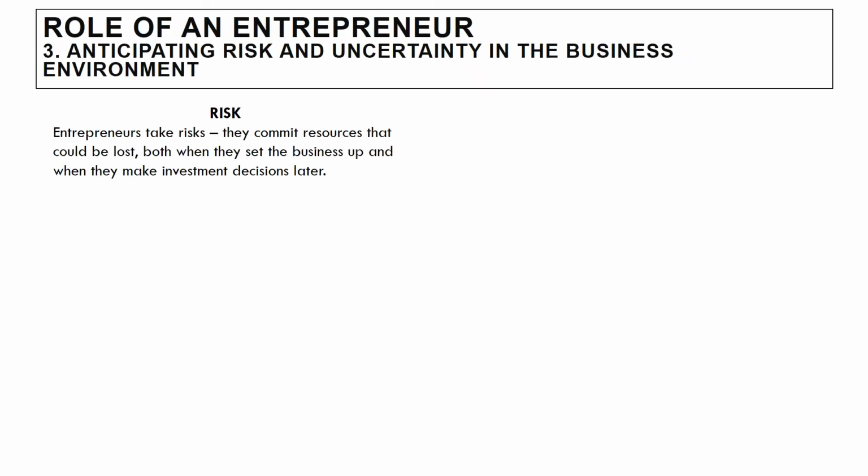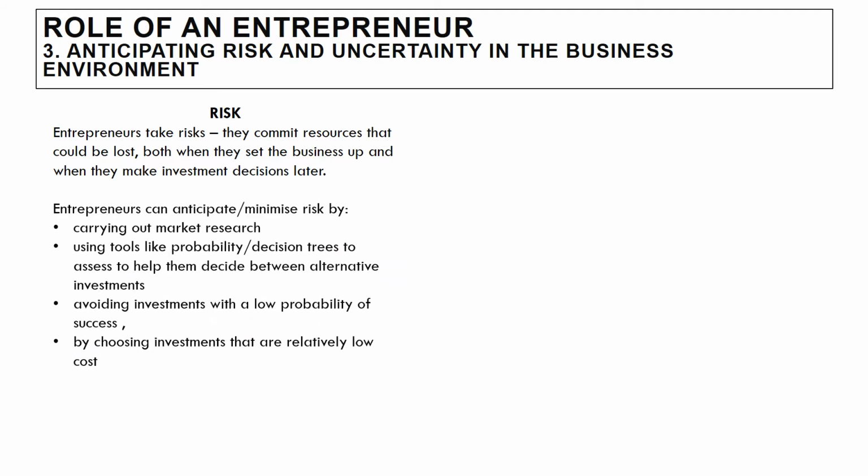The third role of an entrepreneur is to think about risk and uncertainty in the business. So entrepreneurs, as we said earlier, are people who take risks. They commit their own personal resources that could be lost, and they set up businesses and make investment decisions. Now, entrepreneurs will try and minimize the risk of things going wrong, and there are a number of different strategies that they might use in order to do this. They could do some market research. They could use certain tools like probability or decision trees to help decide which investment is going to be the best. They could avoid investments with a low probability of success. And they might do that by choosing investments that are relatively low cost.